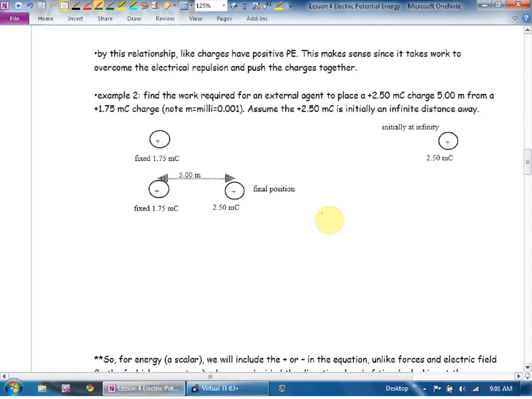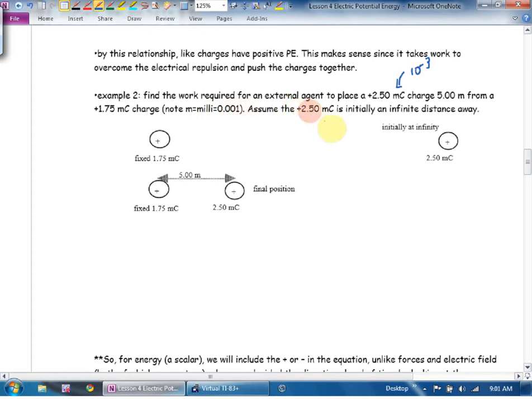Example 2. It says, find the work required for an external agent, angels, battery, some kind of electric circuit, whatever, to place a positive 2.5 millicoulomb charge, that's 10 to the negative 3, 5 meters away from a positive 1.75 millicoulomb charge. Note, m equals milli equals 0.001. Assume we start out an infinite distance away.